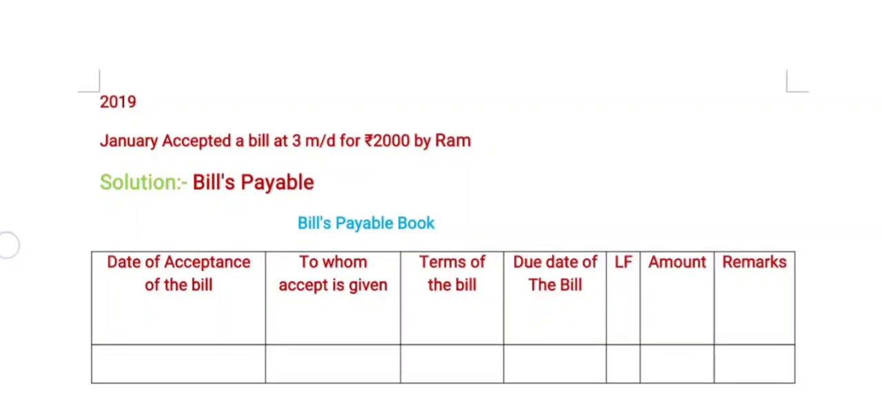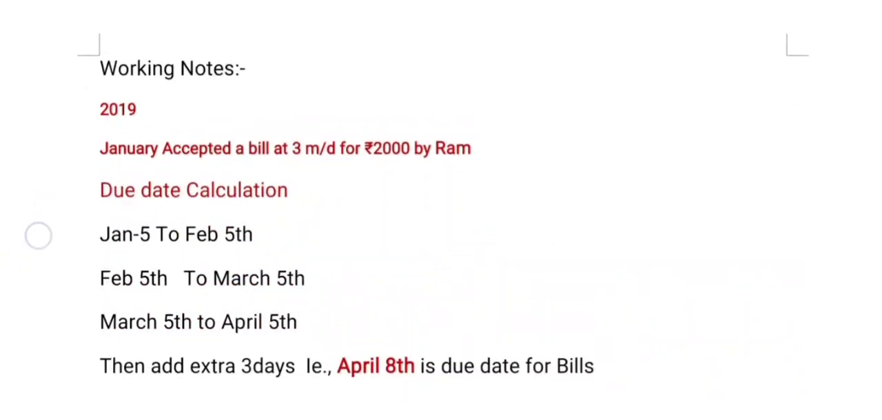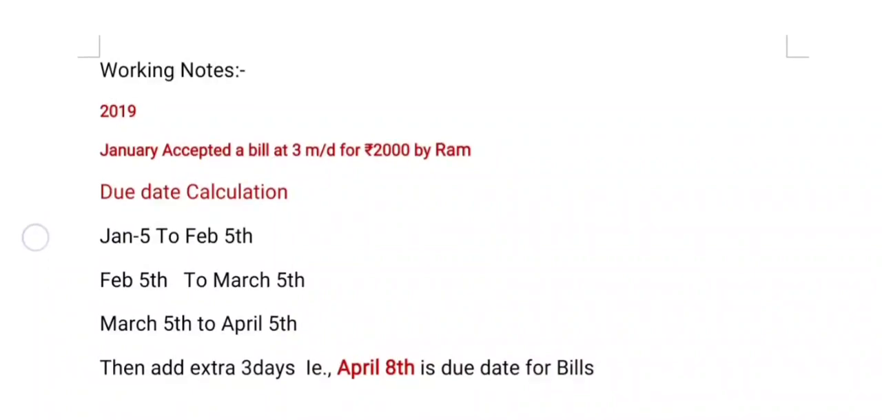Now coming to the due date of the bill. Here we already calculated the due date for bills receivable, and here it is also the same method. Now coming to the working notes. We come to the working note: 2019 Jan 5th accepted a bill at 3 months for 2,000 by Ram. Here the due date calculation is Jan 5 to Feb 5th, it is 1 month. Feb 5th to March 5th, it is 2 months. March 5th to April 5th, it is 3 months.